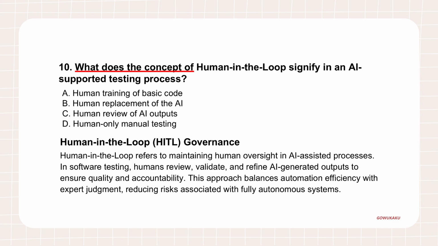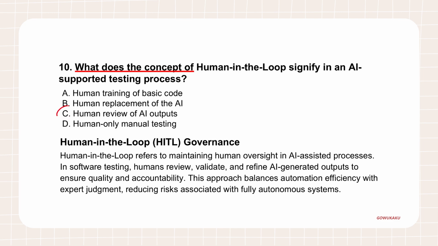Options are A. Human training of basic code. B. Human replacement of the AI. C. Human review of AI outputs. D. Human-only manual testing. The correct answer is C, human review of AI outputs. This is the safety net. It is the golden rule of GenAI in testing.